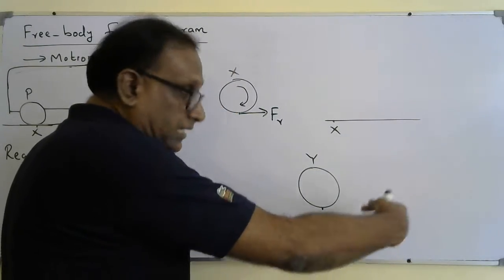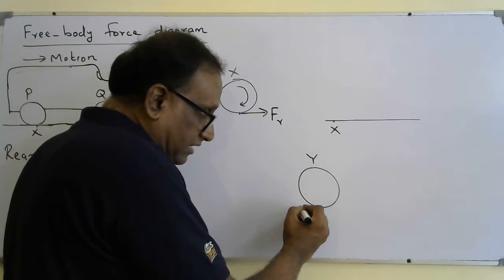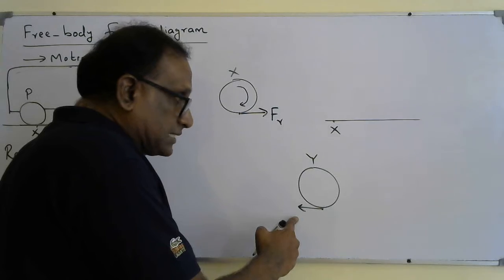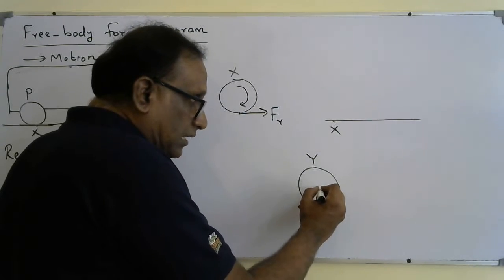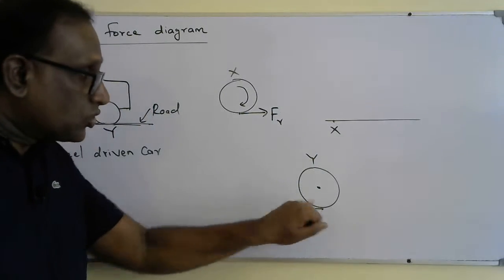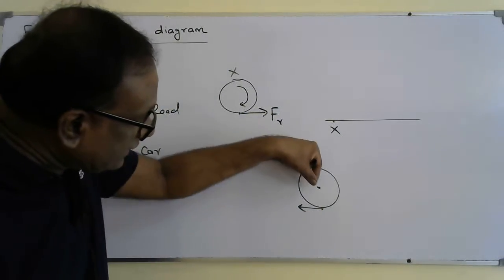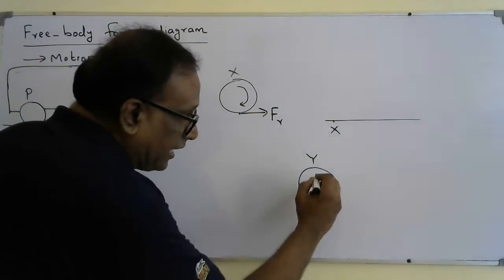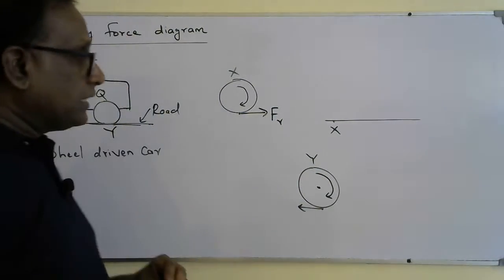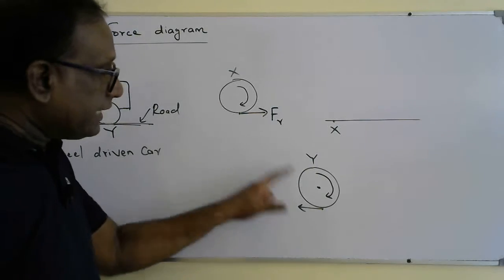The friction will act to the left, so the friction will act in this direction. When the friction acts in this direction, the wheel is connected to the axle here. So when you hold a coin at the center and give a friction this way, the wheel will rotate in this direction. Understand? So actually, how are the wheels rotating in the same direction?